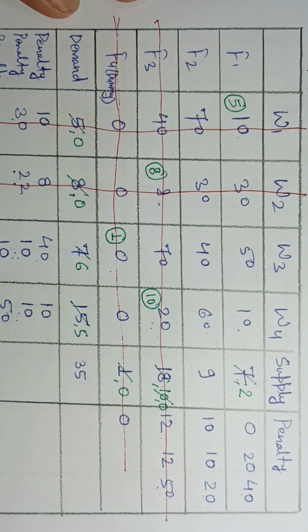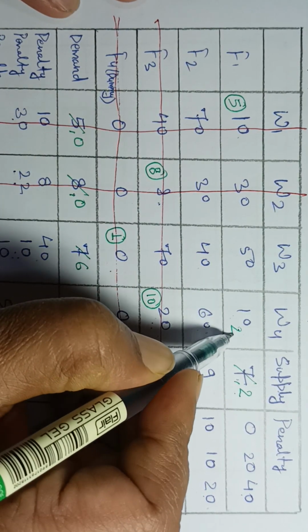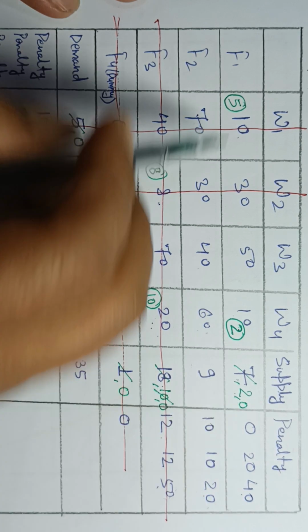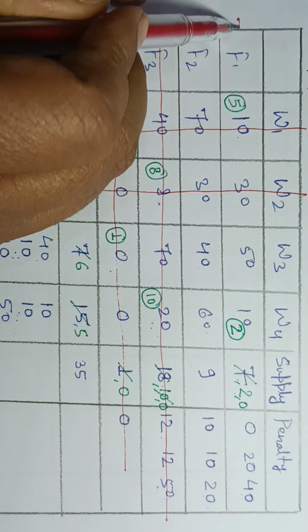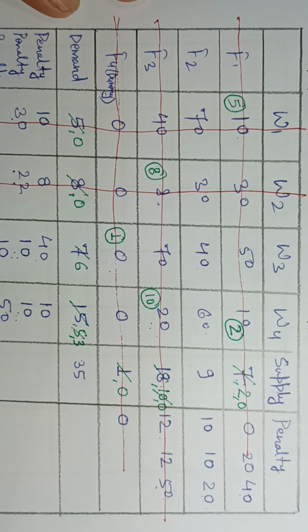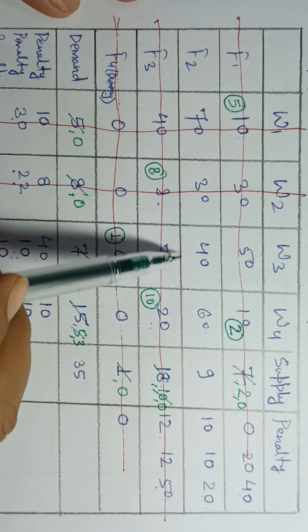We will try to allocate the units here. The maximum we can allocate here is 2, because 2 is remaining here. So we will allocate 2 quantity here, and this will be exhausted, meaning the F1 row will be exhausted. 5 minus 2, so the remaining would be 3. 3 units are still remaining, so we will allocate 3 units here, because only these two cells are left.